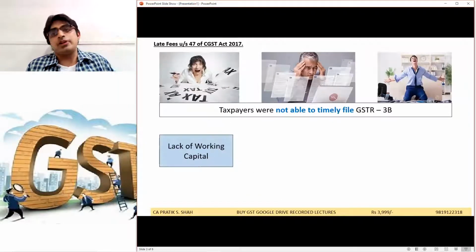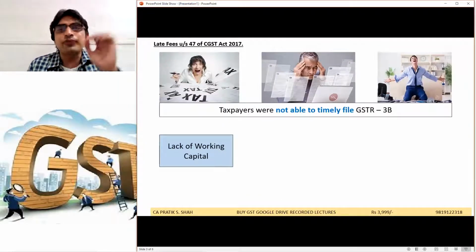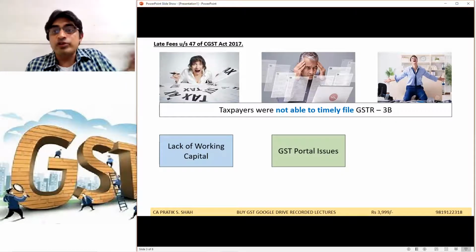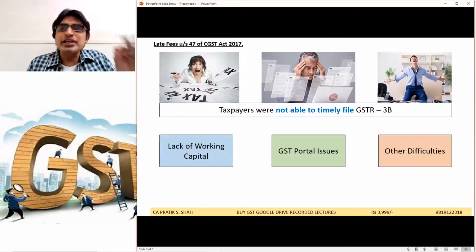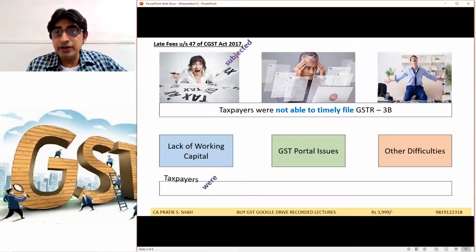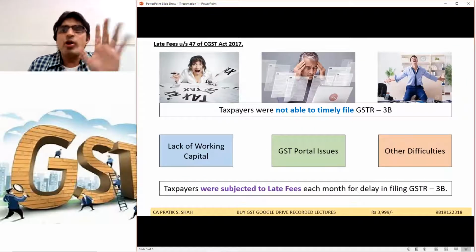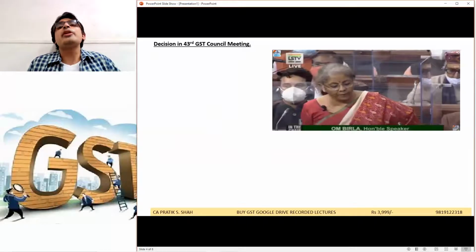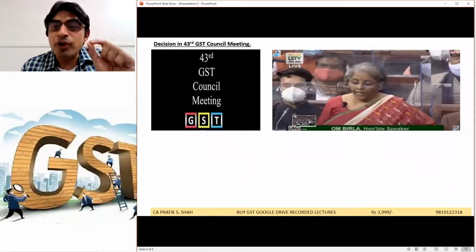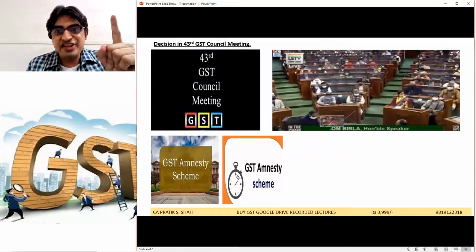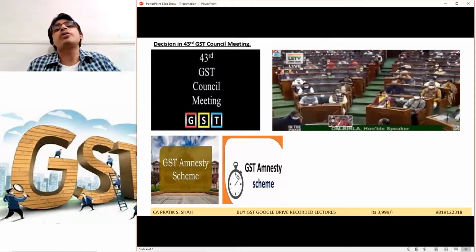Many taxpayers, many registered persons were unable to file 3B. Why? No working capital, the GST portal was working very slow, and there were many other difficulties during Corona. So the taxpayers were subjected to severe late fees, and they were all against it. That's when the government thought, and during the 43rd GST Council meeting, they came up with the GST Amnesty Scheme 2021.